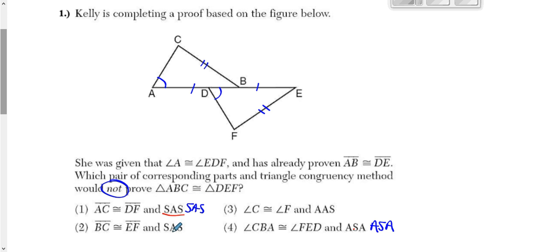No. It would have to be DF. That is angle side side, not side angle side. And in either case, it won't prove congruent whether it's that or not, right? So that's our not part. Okay? Let's move along.